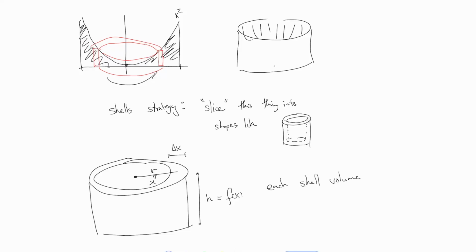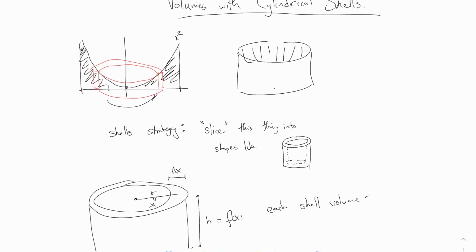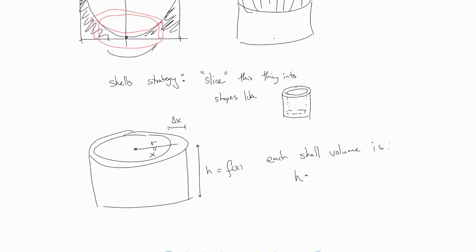So each shell volume is basically the height times the circumference times delta x, that's the thickness. The height times the circumference would give you the area of this rectangle if you rolled it out. And if you want the volume, you have to multiply by the thickness. What is h? H is f of x. What is the circumference? Well, the radius is x, the circumference is 2 pi r, so the circumference is 2 pi times x. So this is f of x, this is 2 pi x, and the other delta x is just what it is.